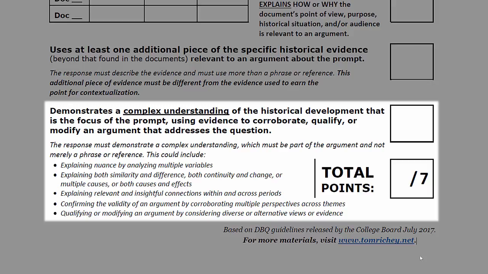So the next thing here, qualifying or modifying an argument by considering diverse or alternative views or evidence. Lots of stuff here. You don't have to do all of this stuff. You really just have to do some of it, maybe possibly just one of these well. Now, of course, this is kind of a new thing. We'll have more clarity when there's another AP reading, summer of 2018.